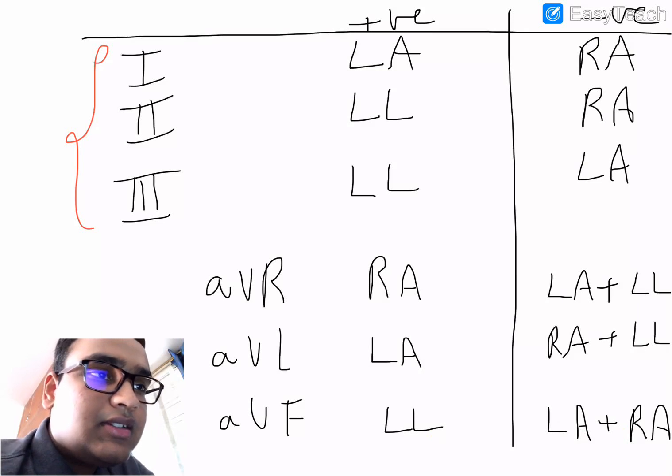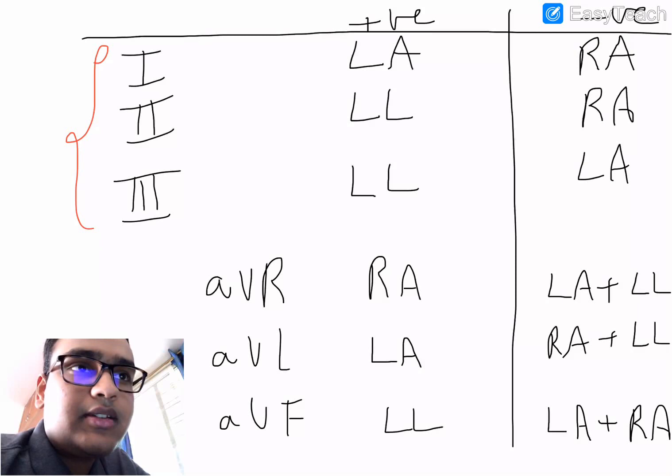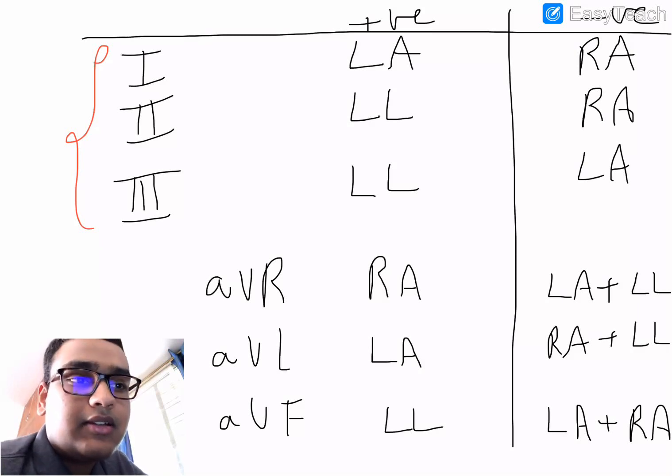So as you can see here, all these are permutations of three limbs of the body. What is left out here is the right leg. So the right leg is not considered and it is taken as the earth. That is the grounding, and there no leads are connected. But during routine practice, you can see a black lead which is placed on the right leg.